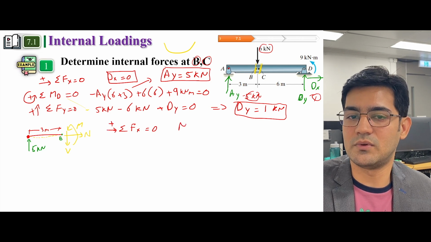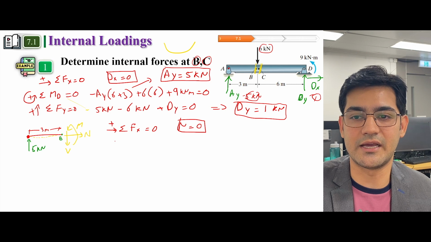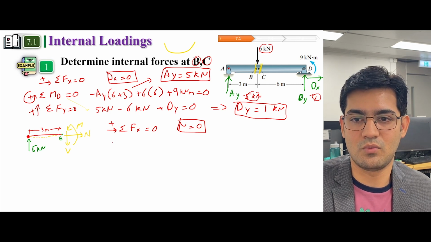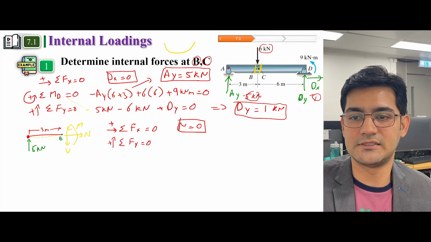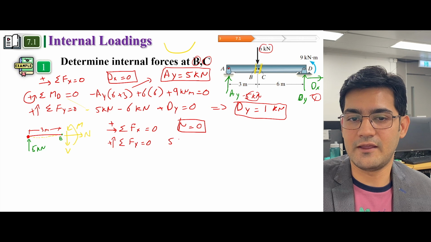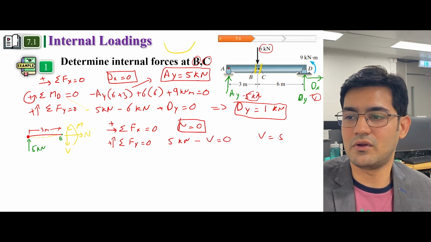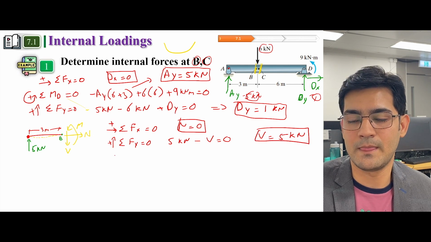And in that case, we will just directly get N equal to 0, because there is no other force acting in a horizontal direction. And when we apply loadings in the vertical direction, the summation of all the forces along the y-axis is equal to 0. So we have a 5 kilonewton force acting upward, and the only force acting downward is shear. So we get V equal to 5 kilonewton. So shear is 5 kilonewton.